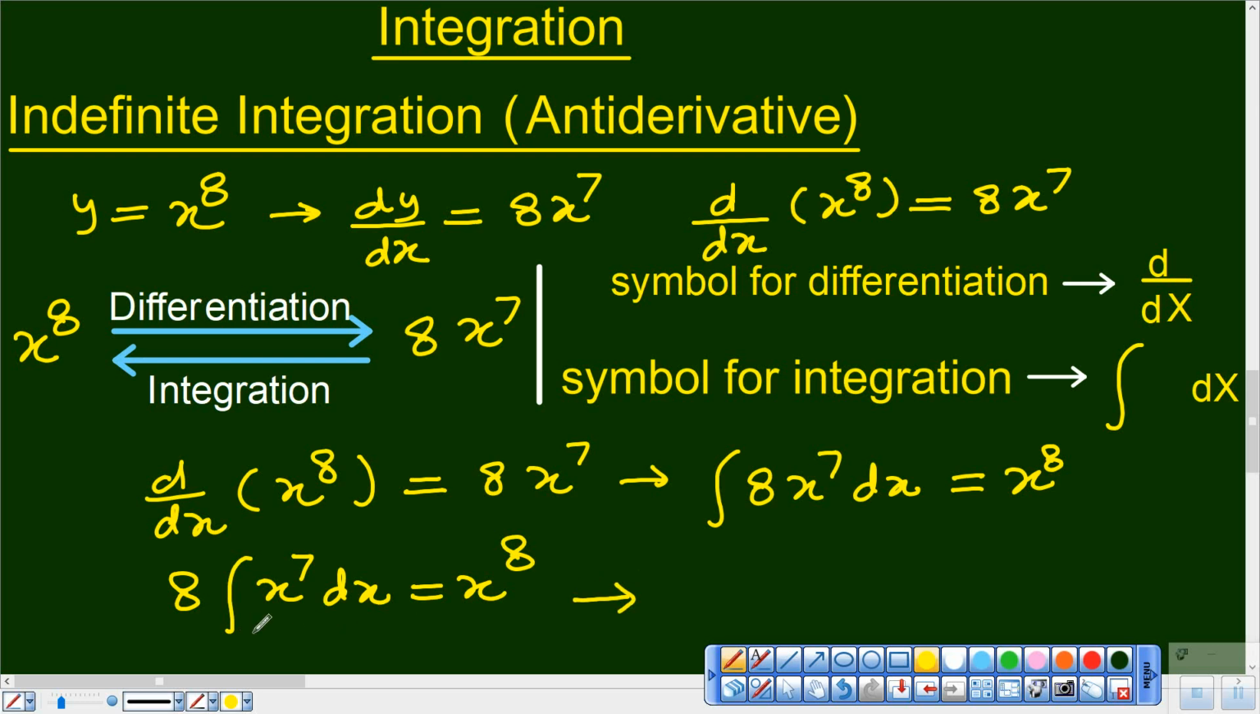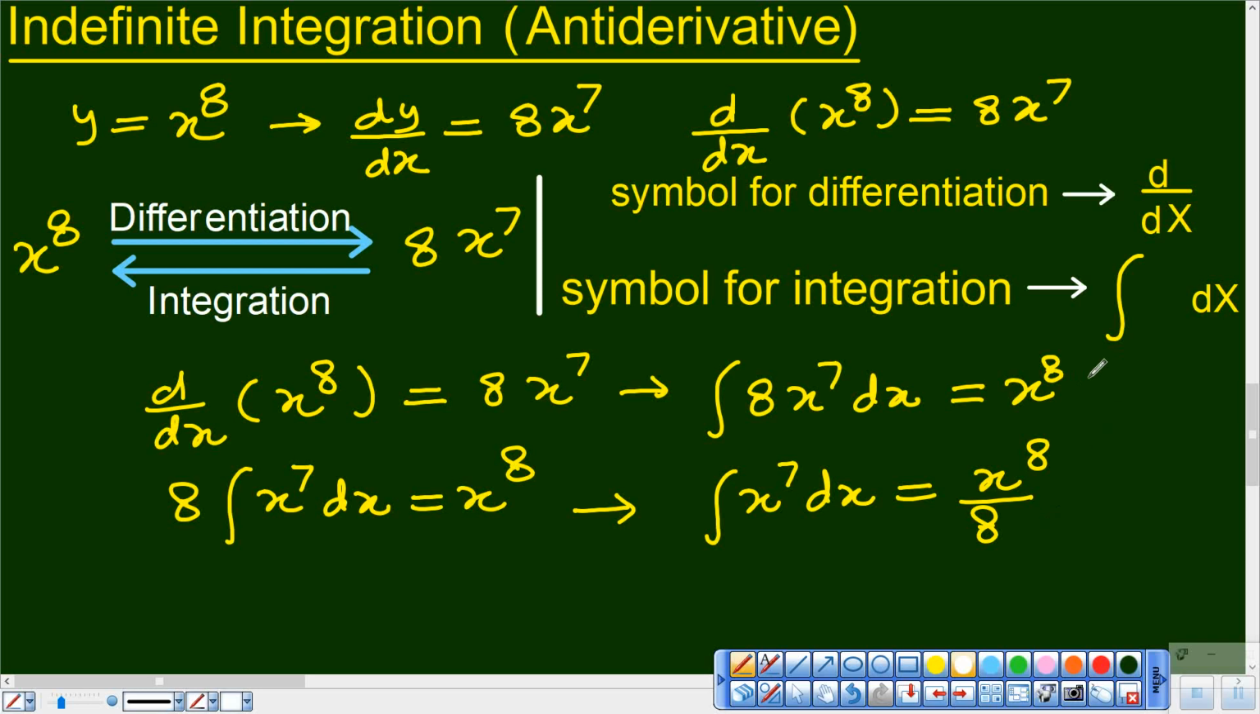Well, the constant can be taken out of integration, it does not take part in it. That's why 8 comes out. And like the rule of cross multiplication, this 8 will go down here in the denominator and will make integral x raised power 7 dx nothing but x raised power 8 upon 8.